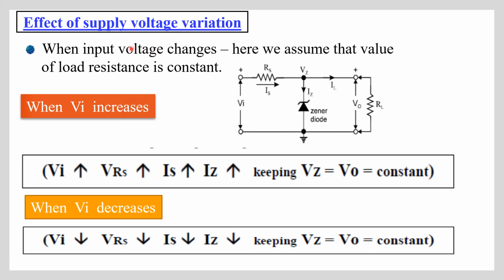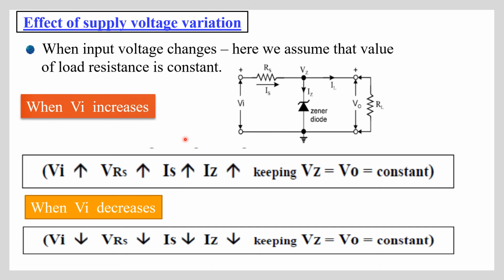So the effect of the supply voltage variation. When the input voltage changes, here we assume that the load resistance remains constant. So there are two cases: either the input voltage will increase or the input voltage will decrease. So let us see the first case, when Vi increases.